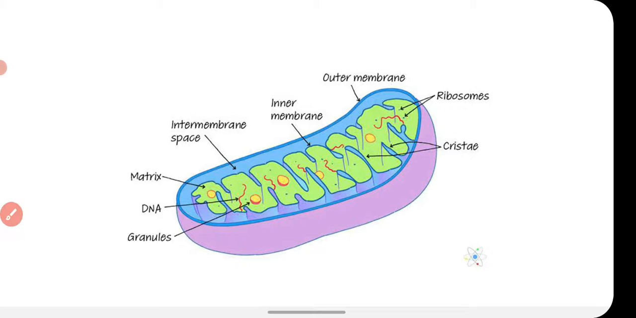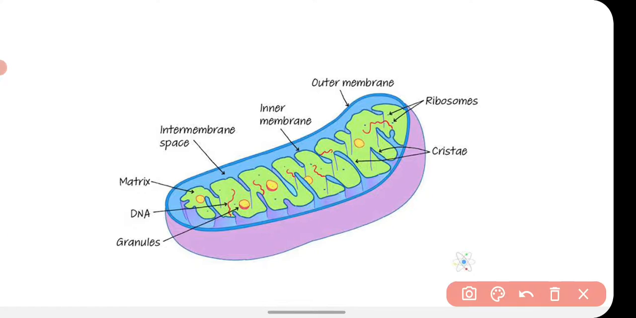And the space between the inner membrane and outer membrane is called intermembranous space. The space inside the inner membrane is filled with a fluid that is called matrix. And in the matrix there are granules of ribosomes, and circular DNA is found.